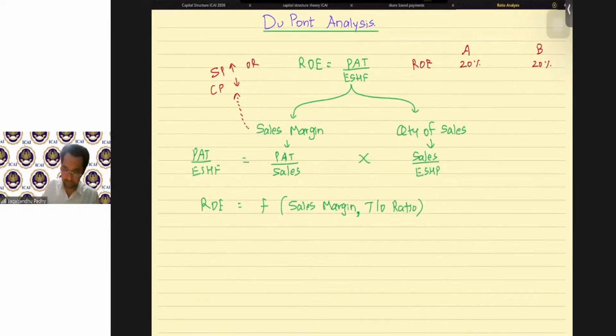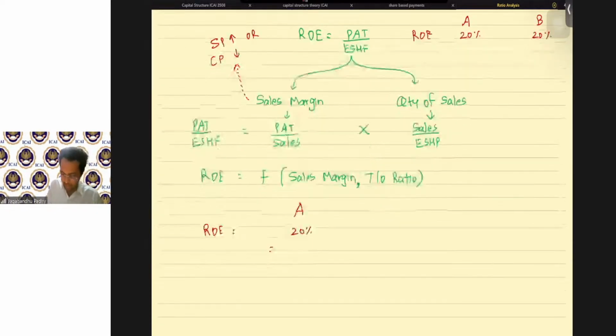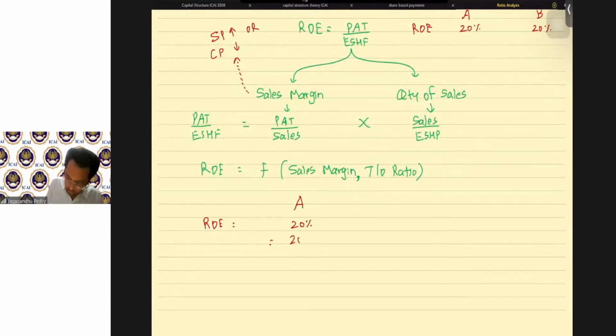For example, for company A, we say that the return on equity is 20%, and we found that this 20% is actually derived as 20 lakh of profit upon 1 crore of equity shareholders' fund, right? And B is also having the same 20% as return on equity, which is 10 lakh profit on 50 lakh equity shareholders' fund. So this is like PAT upon equity shareholders' fund.